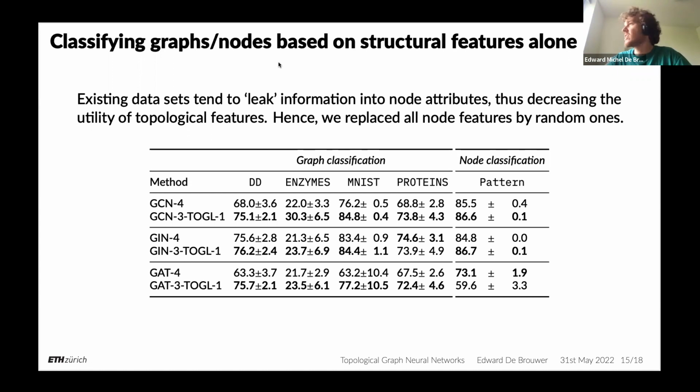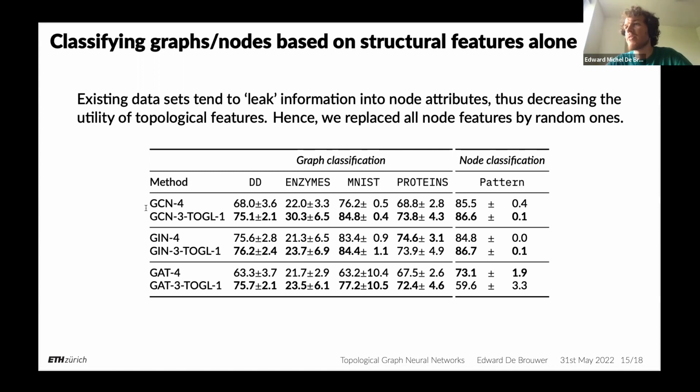So in order to see if our layer was outperforming GCN in exploiting topological features, we reused the same benchmark data sets, but we removed the information from the node features, from the node attributes. Basically, we do the same thing as I just explained earlier. For each of those graphs, we replace the node attributes by random vectors of the same dimension. And that's what we call structural data sets.